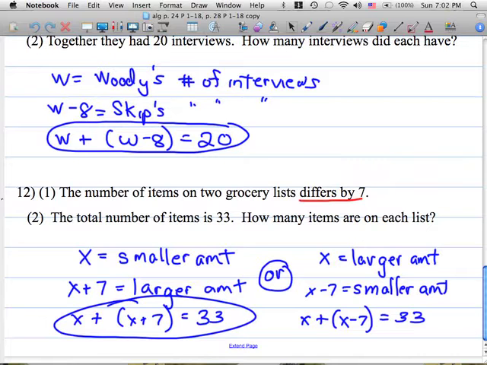So I could start out, let's say, let X equal the smaller amount. That's the generally accepted way to start if you don't have anything listed last. So if X equals a smaller amount and they differ by 7, then X plus 7 would have to equal a larger amount. You could do it the other way over here. So together, the smaller amount X plus the larger amount X plus 7 has to equal 33. Choose one of these to use. Both are correct.